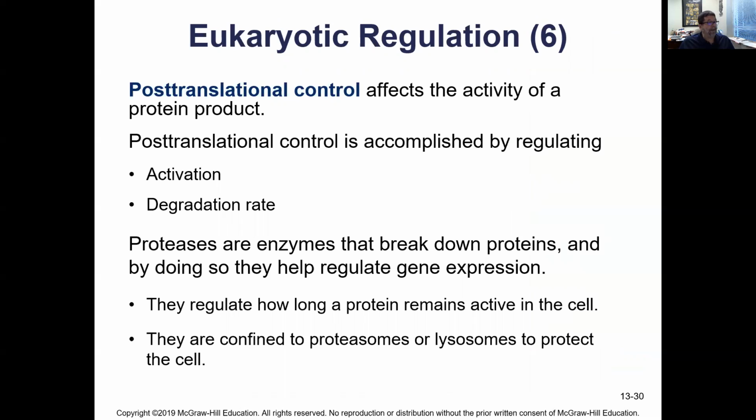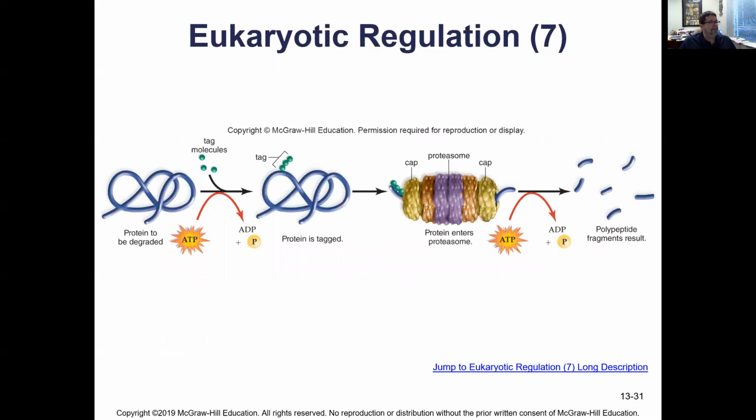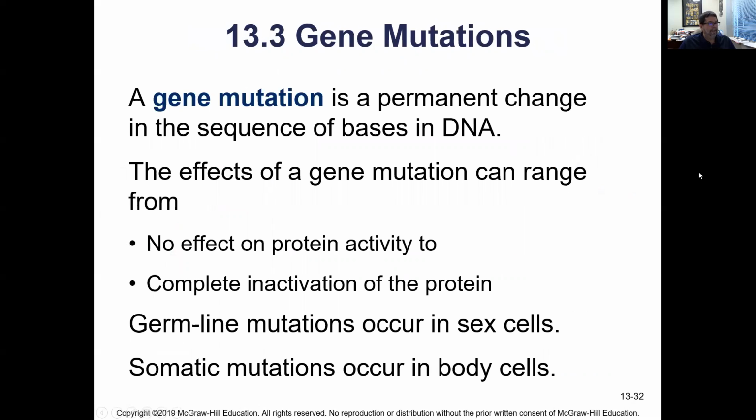Post-translational control: proteases break down the proteins, and these are enzymes that break down proteins. So maybe the protein's made and then the cell just destroys it. So that would be a post-translational control. And here's showing that protease breaking down the protein being made here, and here it is destroyed. So that's an example of that.